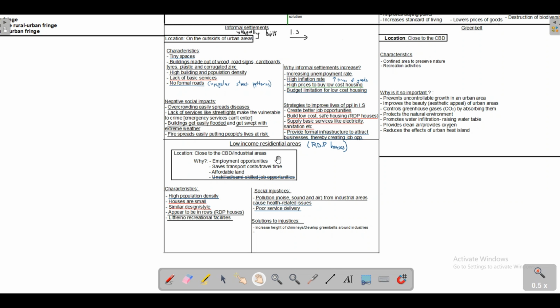Look at its surroundings. Is it close to the heavy industries or close to the CBD? Then you know that is a low income residential area. If you're given a photograph, then look at the design. Is it the same? Is it a similar design? Are they in rows? That's how you identify low income residential areas.